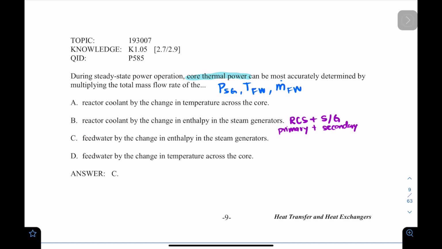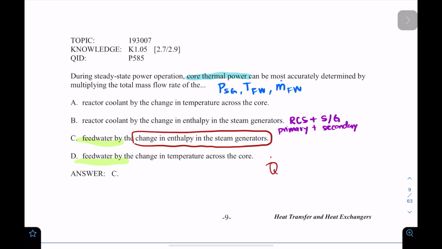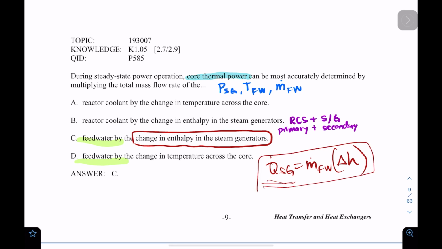And what's affecting that? What's affecting that the most is going to be the change in enthalpy on my steam generator. So yes, it's going to be the change in enthalpy. I think that's my formula, if you remember the formula that we use when we have a phase change. So that's going to be it.